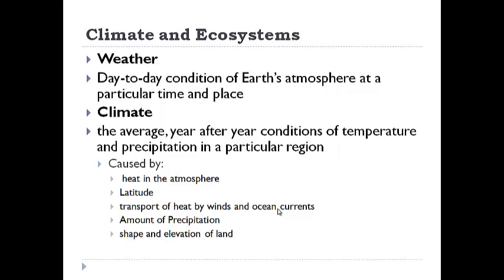Now for an overall view of things that shape ecosystems, if you look at two ideas, first is weather and the second is climate. The weather would be the day-to-day conditions of Earth's atmosphere. So that would be if you looked outside or if you looked at the thermometer and you got the day's temperature, that would be the weather. The climate would be the average year after year conditions of temperature and precipitation in a region. So climate would be what you would come to expect on a year-to-year basis from the area that you're in. And the forces that shape that are heat in the atmosphere, latitude, transport of heat by winds and ocean currents, amount of precipitation, and shape and elevation of land.